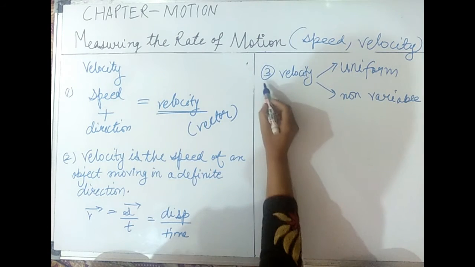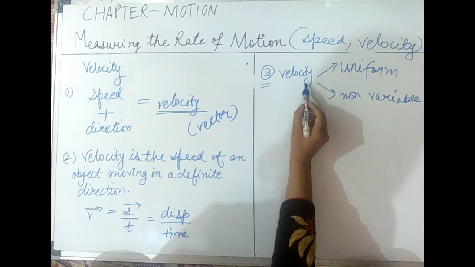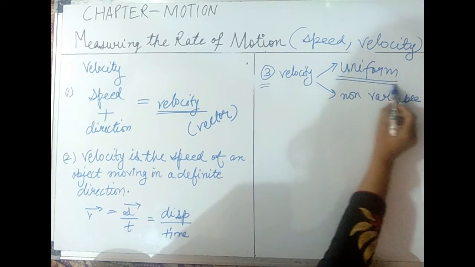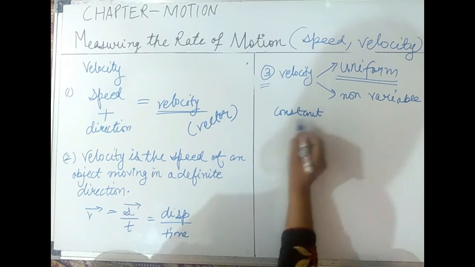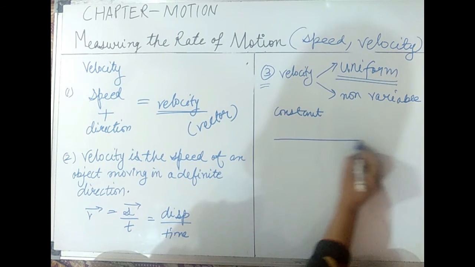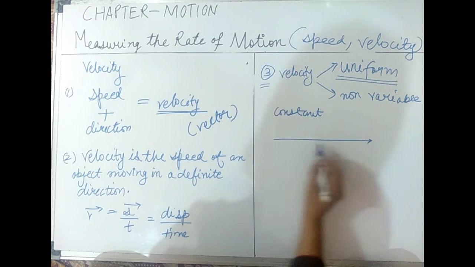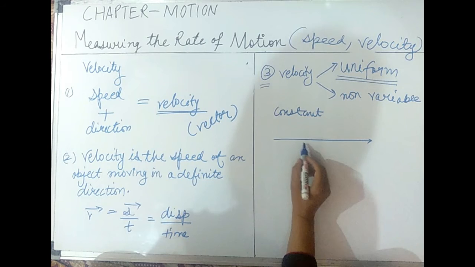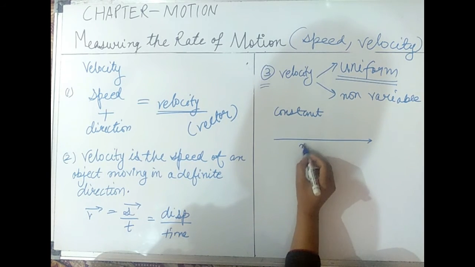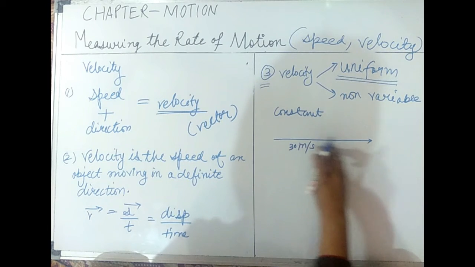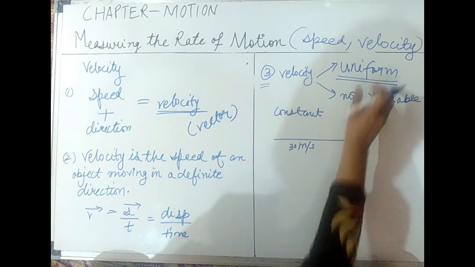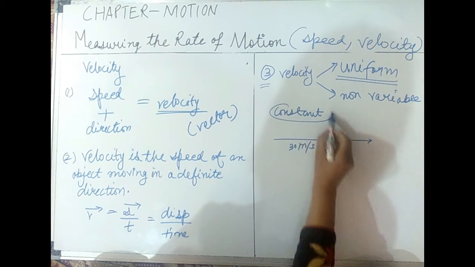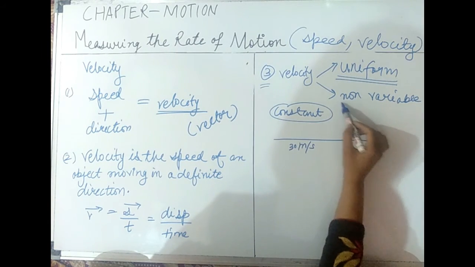Now, the third point is that the velocity of an object can be uniform. Uniform means it is moving with a constant speed. Constant here means it is moving in a straight line, that is in the same direction, and the magnitude is also the same, 30 meter per second. It is moving with the same magnitude and same direction. We will say the velocity is uniform. It is constant.